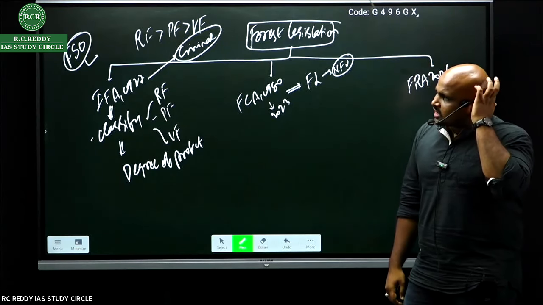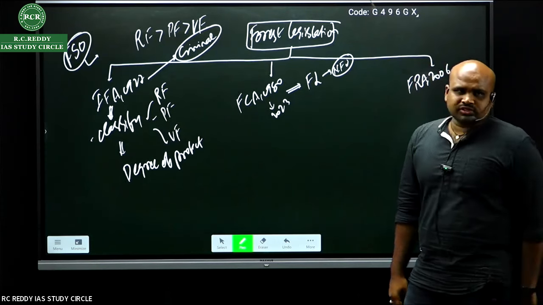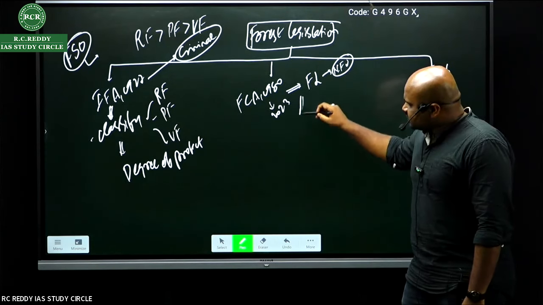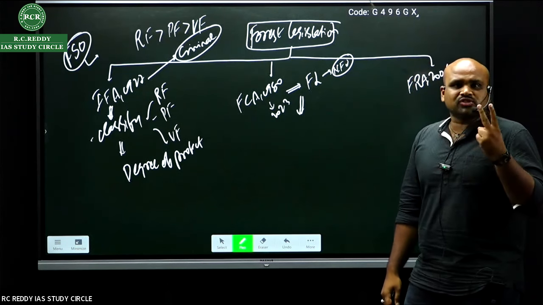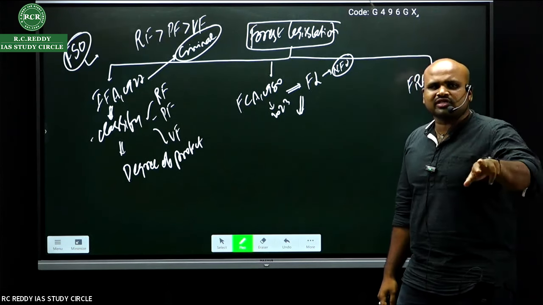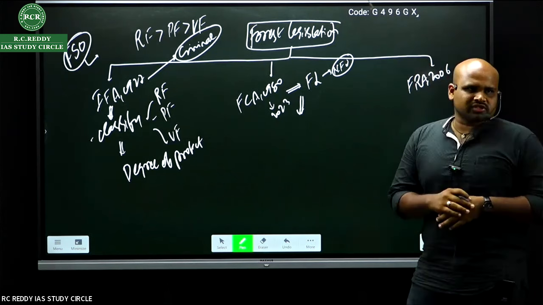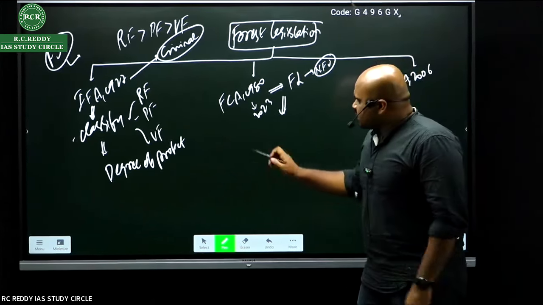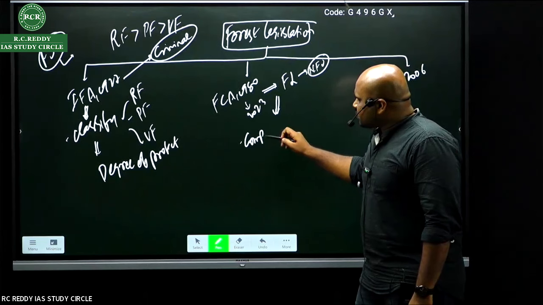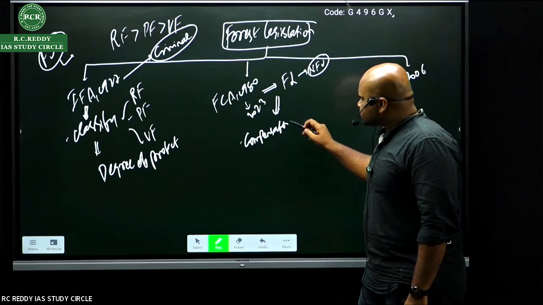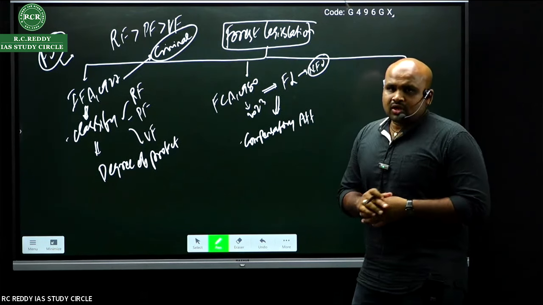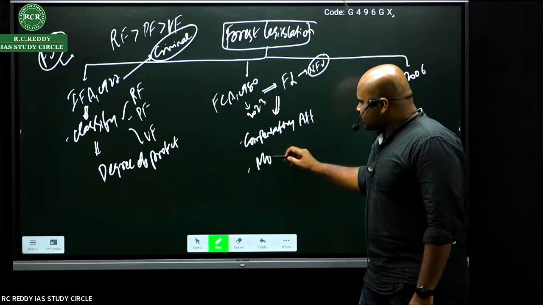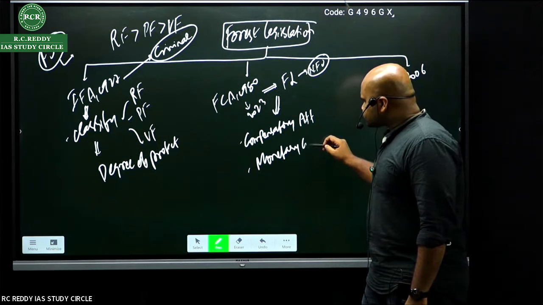And when I look at this diversion of forest into non-forest usage, what I commonly observe is that there are two ways of compensating the loss of forest because of the diversion into non-forest use. And when I look at these two ways, either I talk about something called compensatory afforestation, or I talk about the monetary compensation.